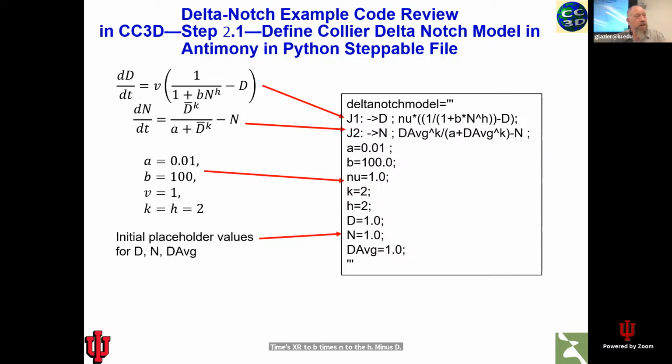Notch goes to n at a rate d average to the k divided by a plus d average to the k, minus n. As always, we have to remember that we use caret inside of Antimony rather than star star. We set those additional parameters: a to 0.01, b to 100, nu to 1, k to 2, h to 2, d to 1, n to 1, d average to 1. And notice the d average is actually something coming from the outside, and that's going to get updated every time step.